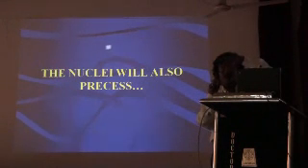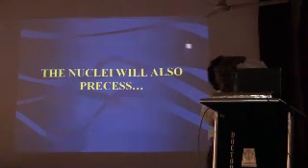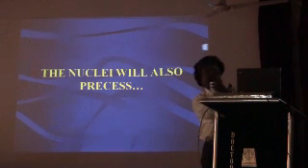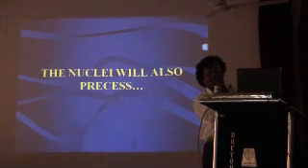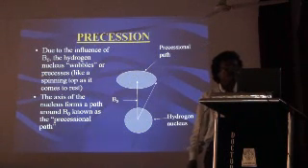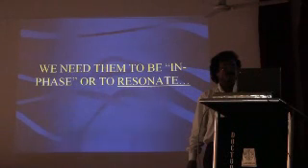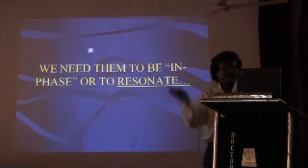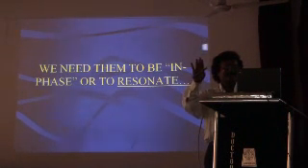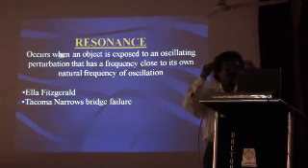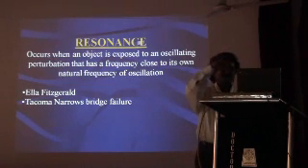And each nucleus also precesses. It moves around its own axis as well as wobbles, like the earth moves, like a spinning top. Okay. Now we have to understand what T1 and T2 are. Now, the next part is resonance, because this should be a bit difficult. I shall try to be as lucid as possible in the next phase.